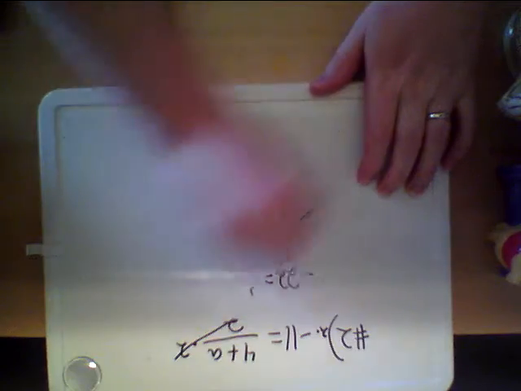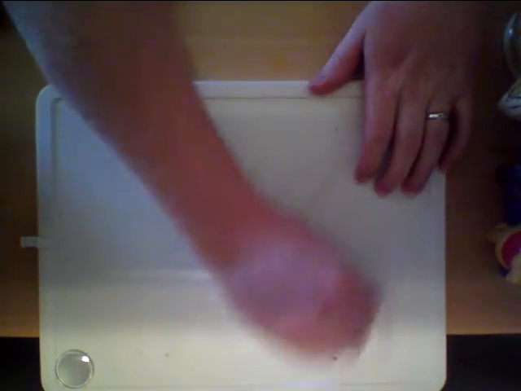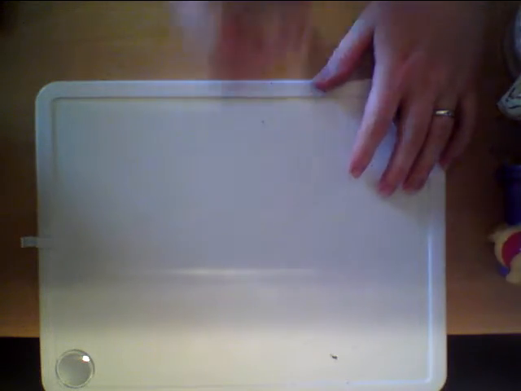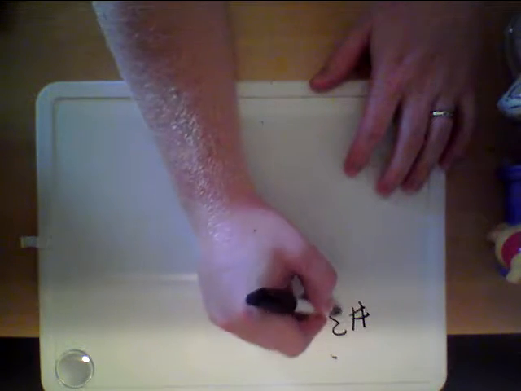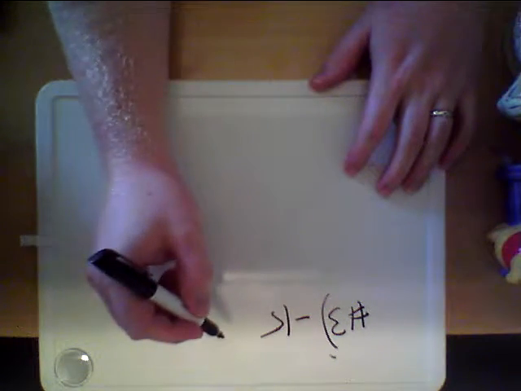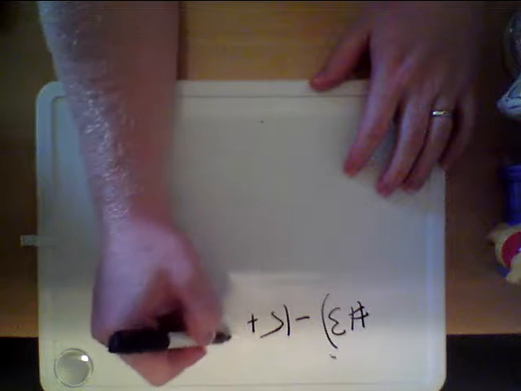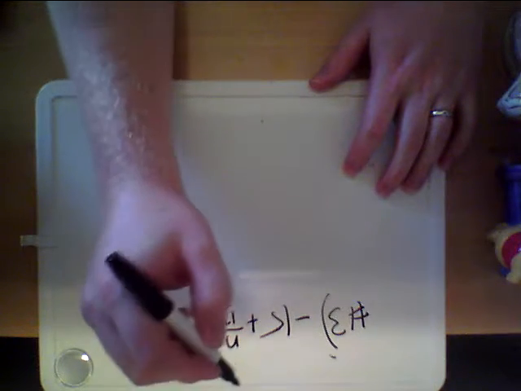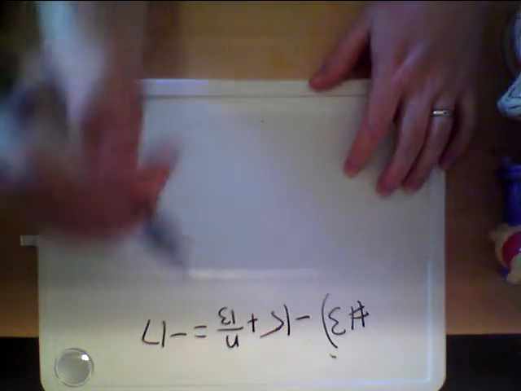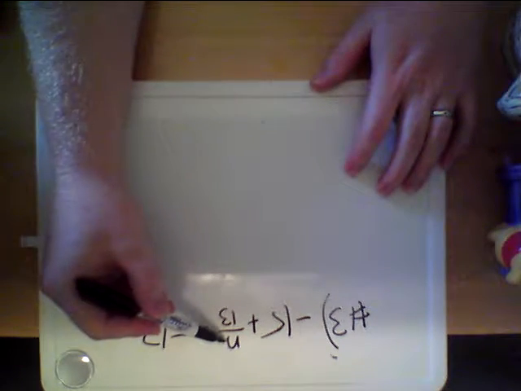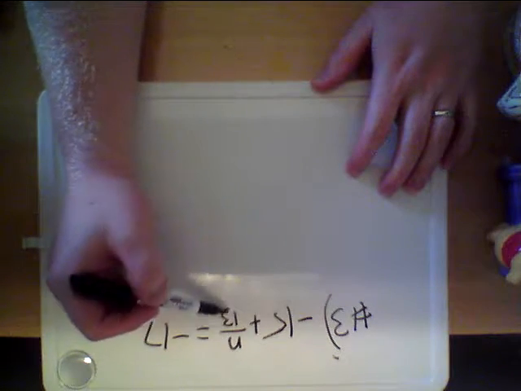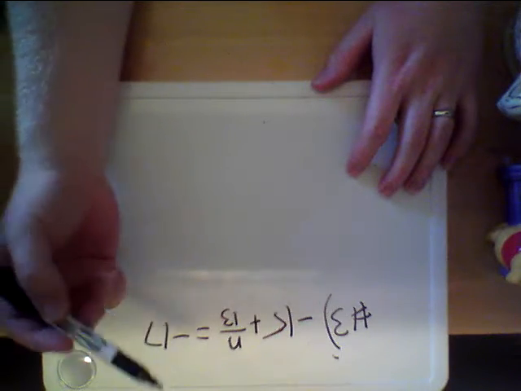Number 3. We have negative 15 plus n over 13 equals negative 17. Okay, we had an n, so I went and divided it by 13, then basically subtracted 15 from this side. So 2 things have been done to this n, 2 things need to be undone from this n.